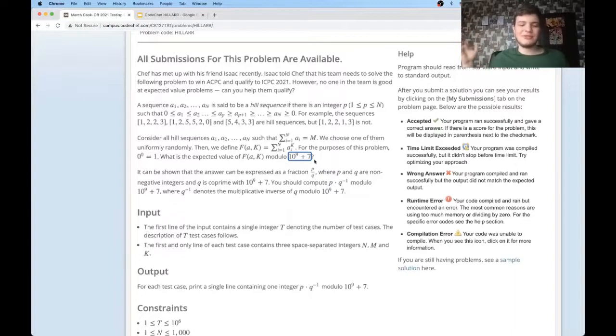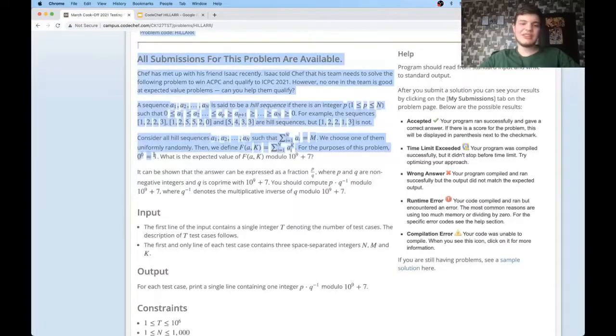Most of the people who are familiar with probability will know that the answer in this problem can be represented as a fraction. And instead of just outputting the fraction, you just have to output the numerator multiplied by the modular inverse of the denominator. And that's pretty much the problem.